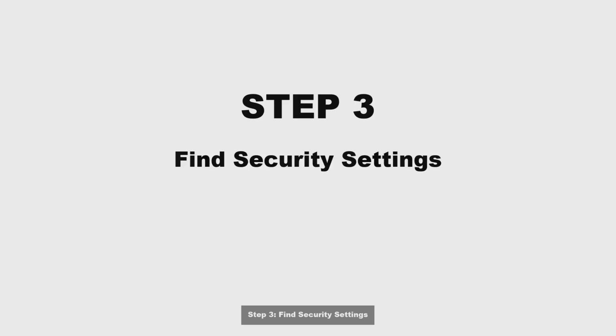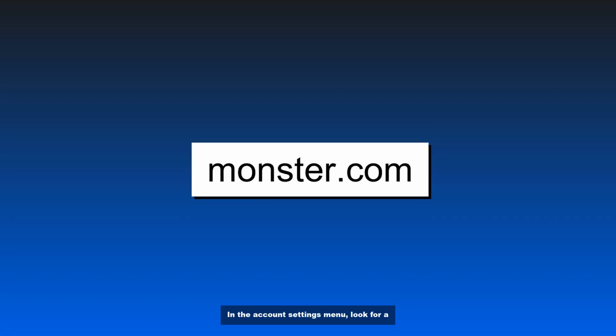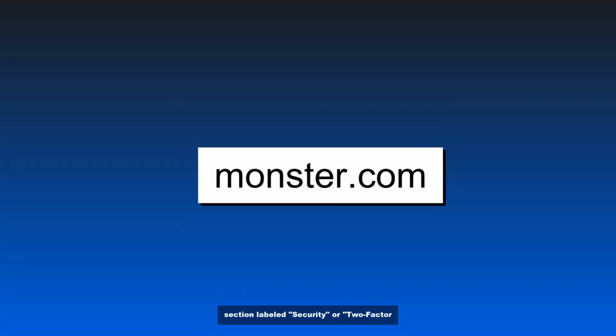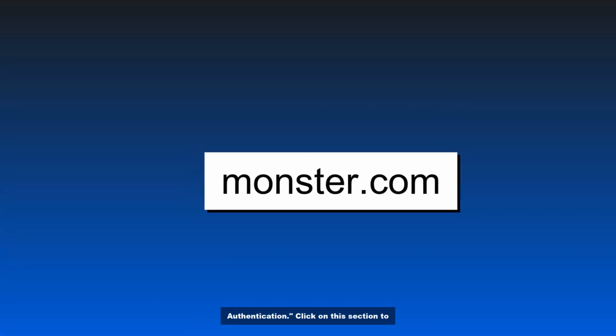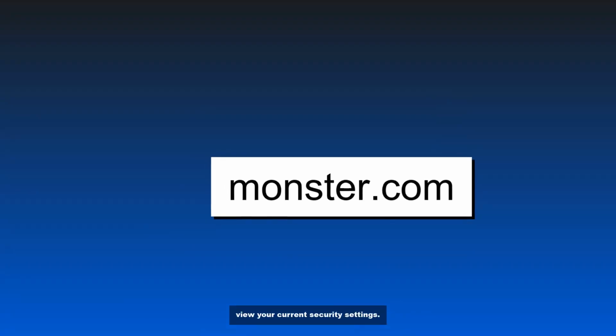Step 3. Find security settings. In the account settings menu, look for a section labeled Security or Two-Factor Authentication. Click on this section to view your current security settings.